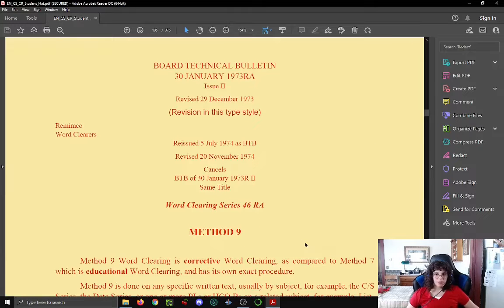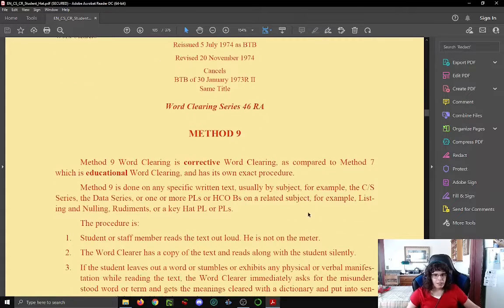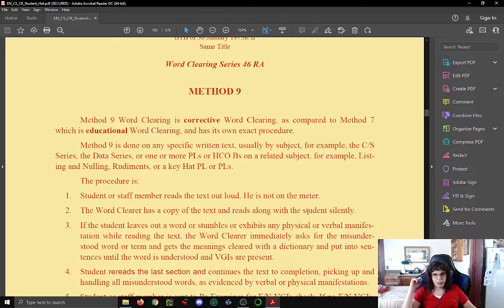Alright, let's cover Method 9, dated the 30th of January, 1973, revised the 29th of December, 1973. This cancels the Board Technical Bulletin of the 30th of January, 1973, revised Issue 2 of the same title. Method 9. Method 9 word clearing is corrective word clearing, as compared to Method 7, which is educational word clearing and has its own exact procedure.